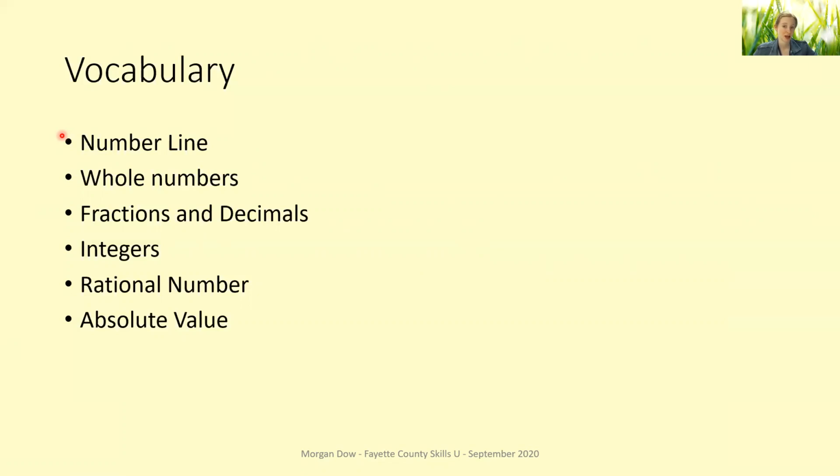We're going to be working with rational numbers. So for now, when you see the term rational number, you can really just think of it as a number. Whenever you're dealing with numbers, most likely you're dealing with rational numbers. A rational number basically includes whole numbers and fractions. So all of that stuff in one big group. And then finally, we're going to be revisiting the idea of absolute value. So absolute value is the distance between a number and 0. Hopefully you remember that from Unit 1.